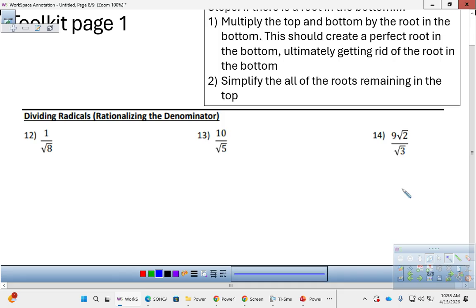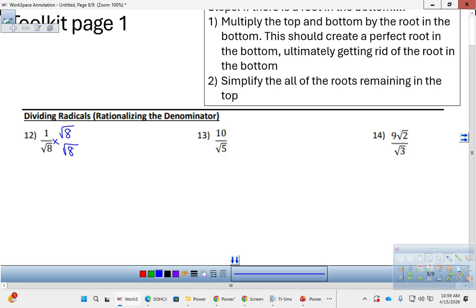All right, and the way to get rid of it is if you have a root in the bottom, then you just multiply it by itself. The easiest way to get rid of a square root is to make it a perfect square, and the easiest way to make something a perfect square is to multiply it by itself. So if I wanted to get rid of the root 8 in the bottom here, I could multiply it by itself. The rule is, though, if you do something to the bottom of a fraction, you have to keep it equivalent by doing that same thing to the top. So if I'm going to multiply the bottom by root 8, I have to multiply the top by root 8 too.